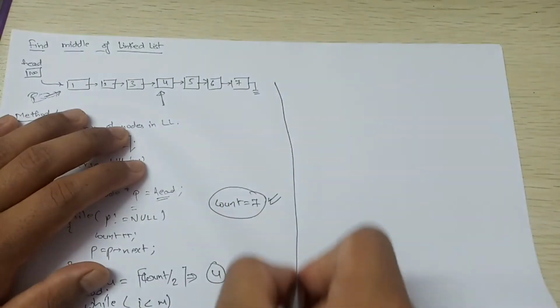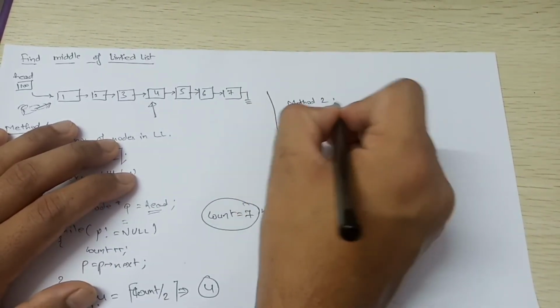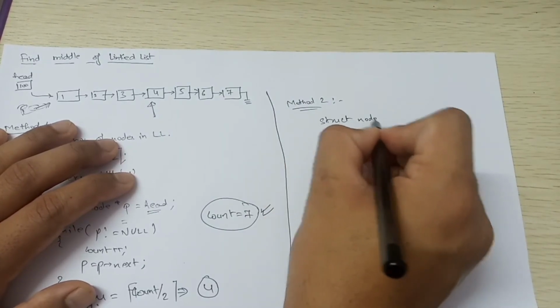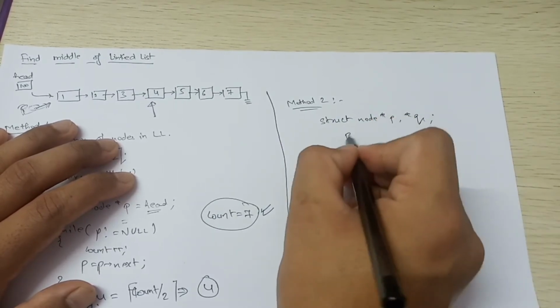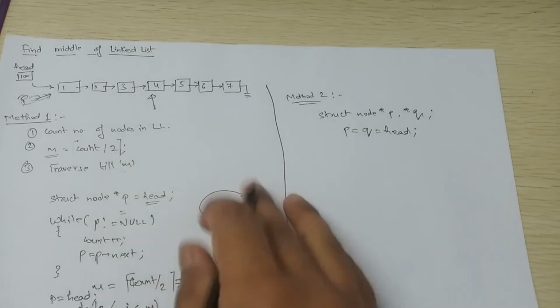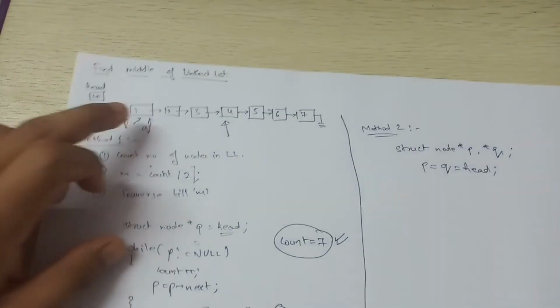Now let's see method number 2. Method number 2 will use 2 pointers. So we can define 2 pointers, and after that we make them point to the head. So 2 pointers will come, p and q, and they will start pointing to the head.